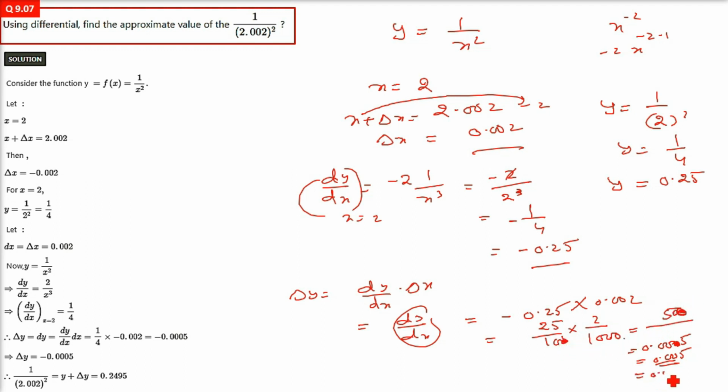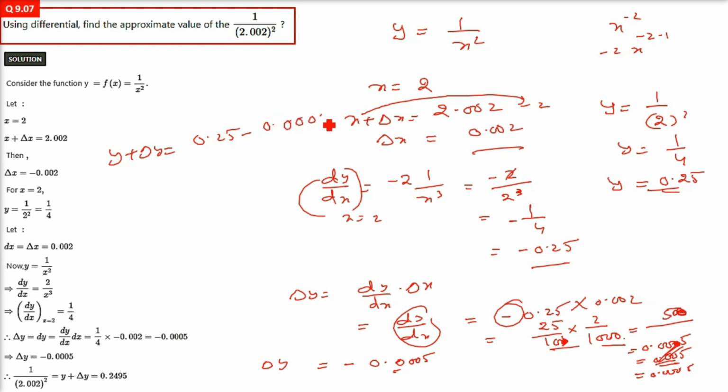Okay, so we have now the delta y, we have the y, we can compute y plus delta y. So y plus delta y is nothing but addition of these two, that is 0.25 plus minus 0.0005. So when you add these two, you are going to get 0.2495. We have y as 0.25. Delta y is this value 0.0005. When you subtract, this is going to be 0.2495. This is your final.